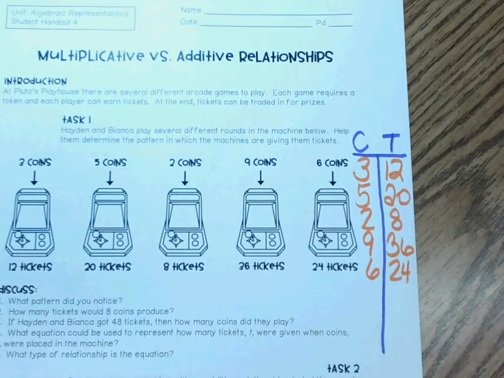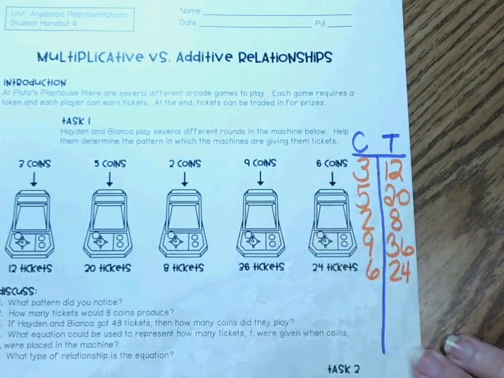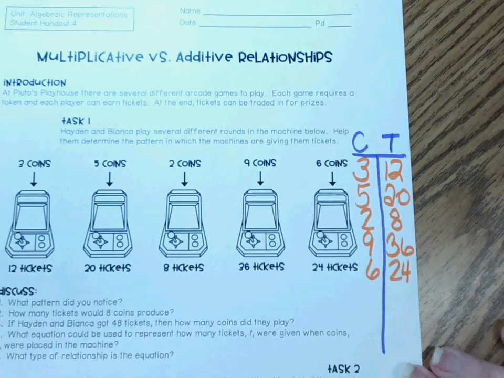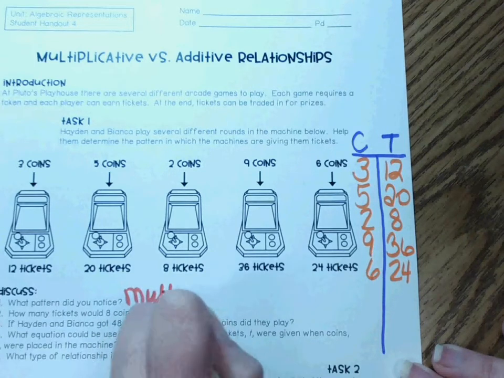Alright, so what pattern are you noticing between the number of coins and the number of tickets? Yes, ma'am? Autumn? It's times by 4. So we're multiplying by 4. Is that what you got, Faith? So right here for number 1, we're going to say that's being multiplied by 4.